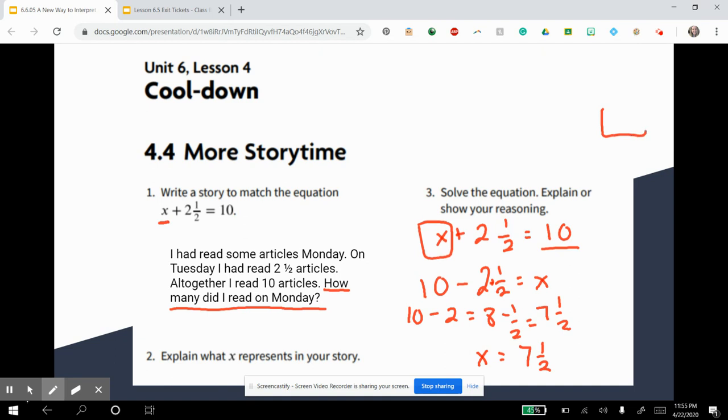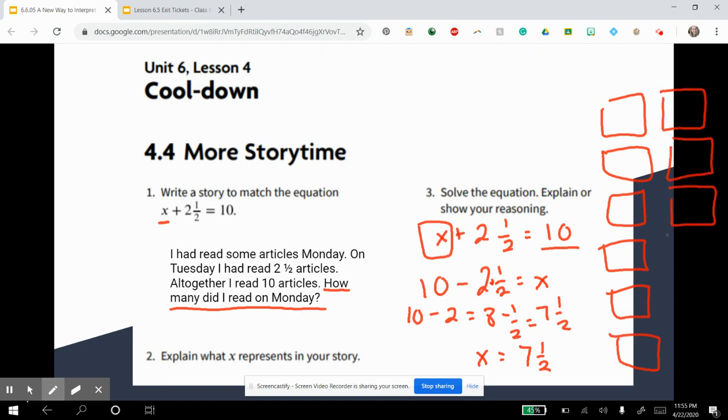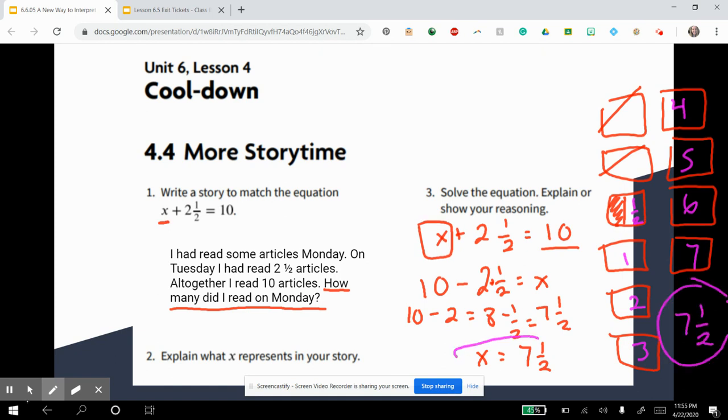Or you might have thought about it drawing a model. 3, 4, 5, 6, 7, 8, 9, 10. I should have made them 5 and 5. Oh well. I'm going to take off 2, and then I'm going to take off a half. So now I'm left with 1, 2, 3, 4, 5, 6, 7.5. Either way you slice it, 7.5 was the solution for x there.